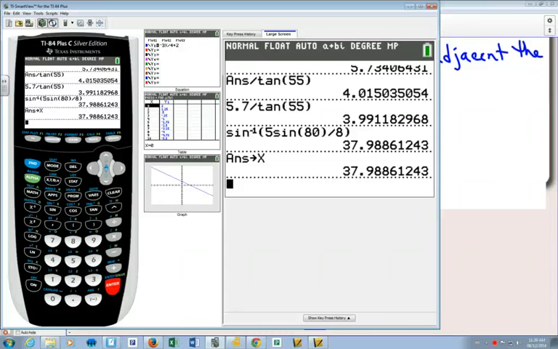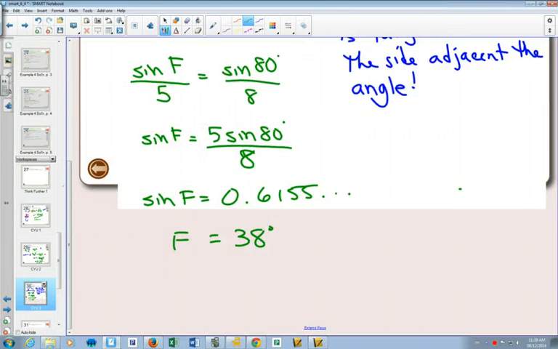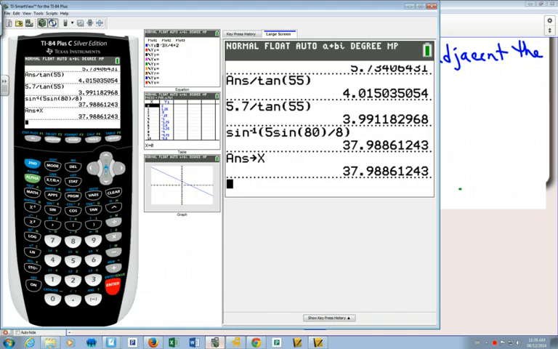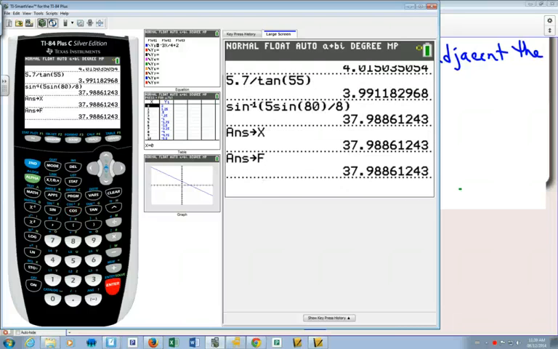What did we actually solve for here? Let's go back to our question. We solved for F, right? So on your calculator, you can store that by going alpha and F. You can store it actually as the letter F, and then it'll be easier for you to remember, what did I store it as? Oh, I stored it as F, so that later on I have that piece of information. Okay.